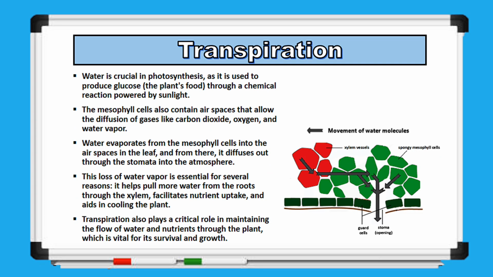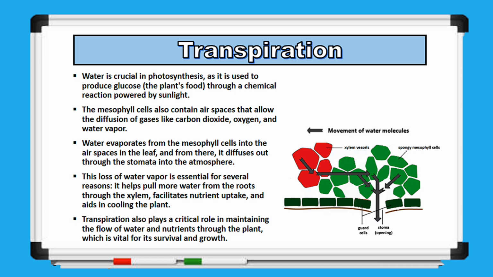Let's talk about transpiration. Water is a key player in photosynthesis. It's used to make glucose, the plant's food, through a chemical reaction powered by sunlight. Inside the mesophyll cells, there are air spaces that allow gases like carbon dioxide, oxygen, and water vapor to move around. Here's what happens. Water evaporates from the mesophyll cells into these air spaces, and then it diffuses out through the stomata into the atmosphere.